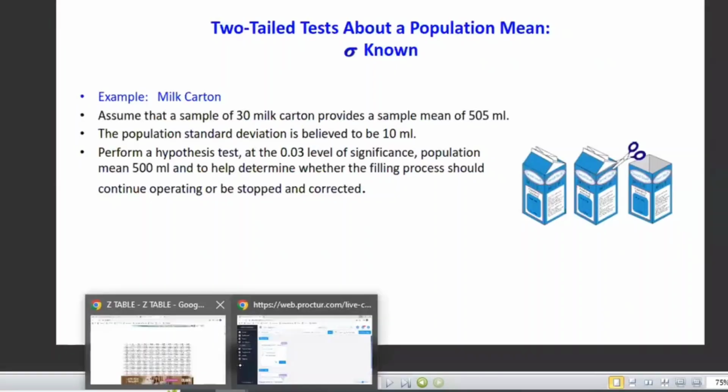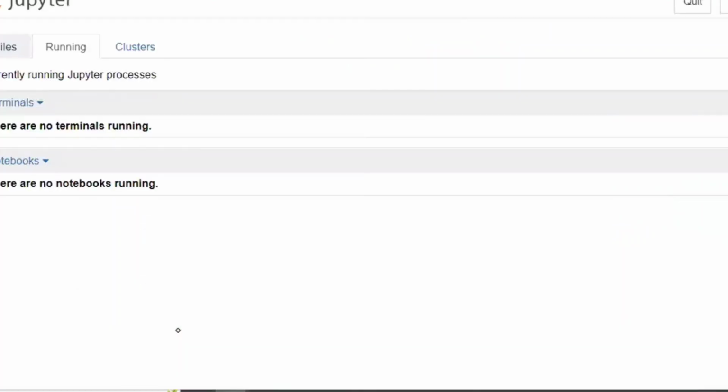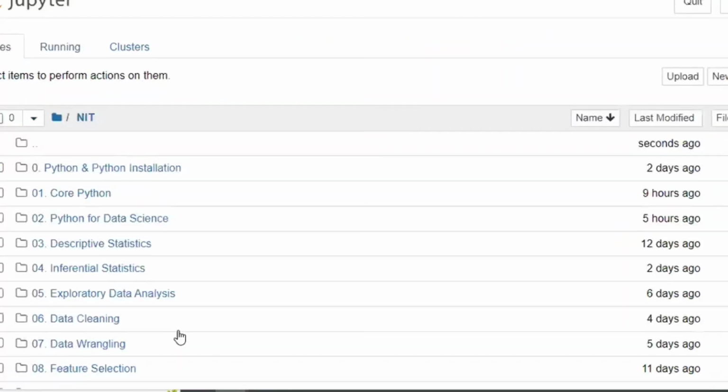Before moving to this question, let me explain the same question using Python. Whatever question I have completed just now, I'll explain using Python. I have shown you how to calculate manually. Manually, I have kept 32 minus 30 divided by square root of 10, and I have calculated 1.09. And for 1.09, I went to the Z table. Everything I have done manually.